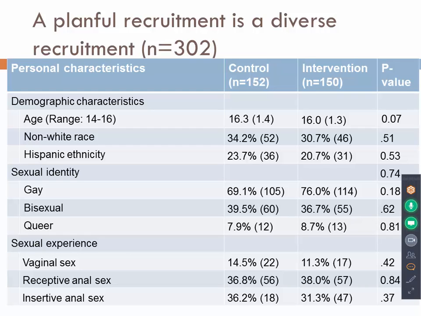And then they're randomized to either arm, but that's how we end up with percentages that mirror the general population. We actually try to over-recruit for racial and ethnic minority, so then you have non-white race and Hispanic ethnicity that looks good. And then, so this sexual experience, you're seeing about a third have had receptive and a third have had insertive anal sex, and just over 1 in 10 have had vaginal sex.